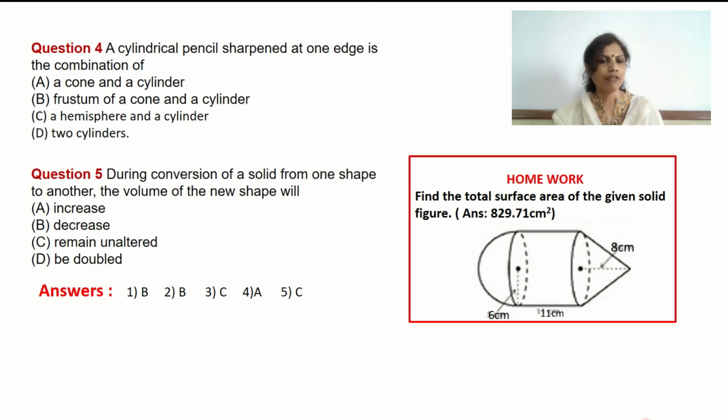And question number 5 is, during conversion of solid from one shape to other shape, the volume of the new shape will. So check out the answer, whether the volume will increase, whether it will decrease, it will remain the same, or it will become double. You have to select the correct answer and write the option. Now all the 5 options, please check from the answers which are given below.